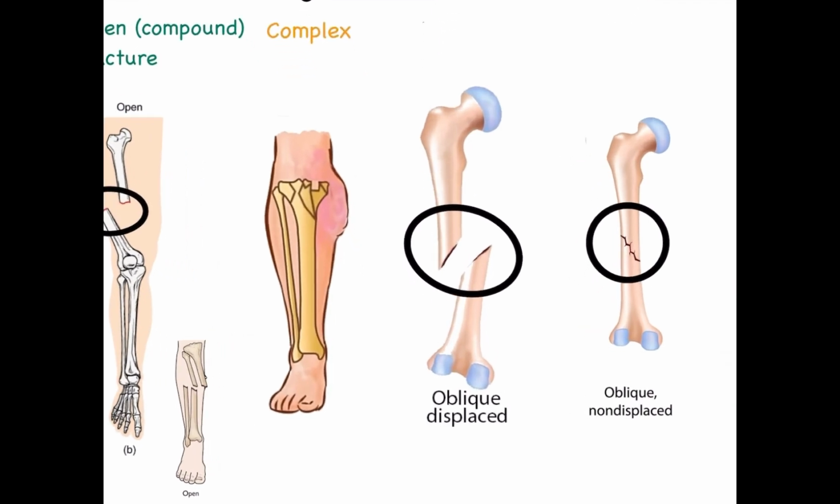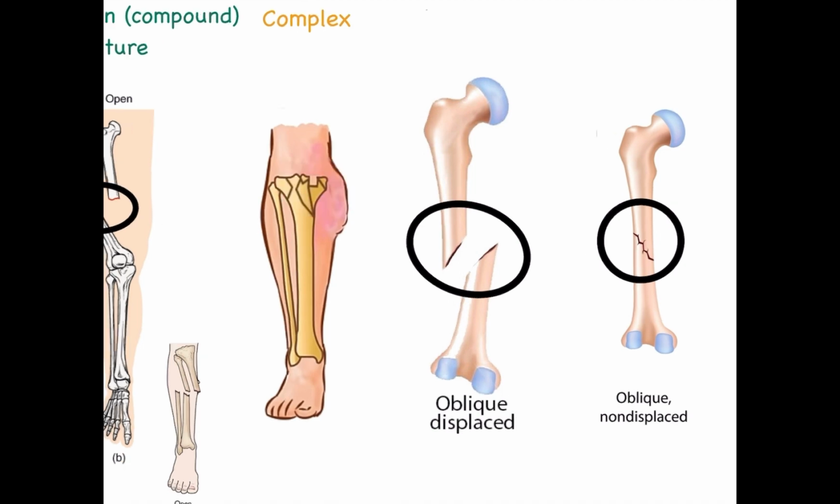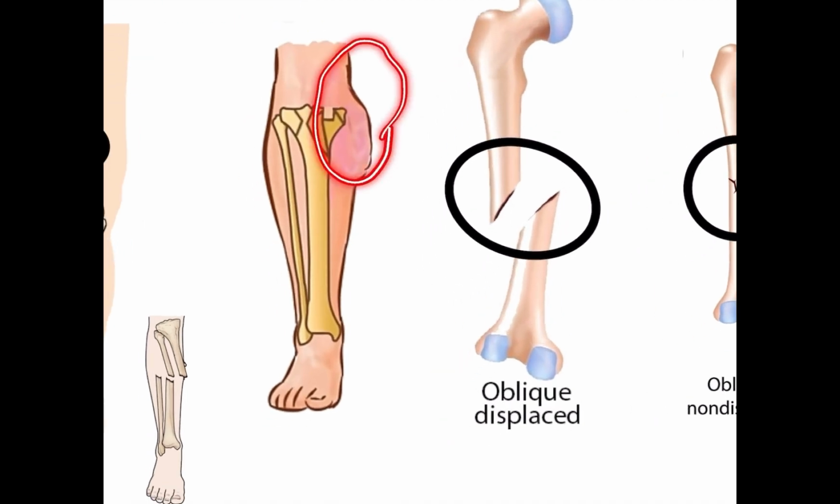Third, we have complex fracture. A fracture is called complex fracture when the bone breaks into pieces and when the soft tissue surrounding the bone is severely damaged, or when the patient has other illnesses or injuries that complicate treatment and healing.